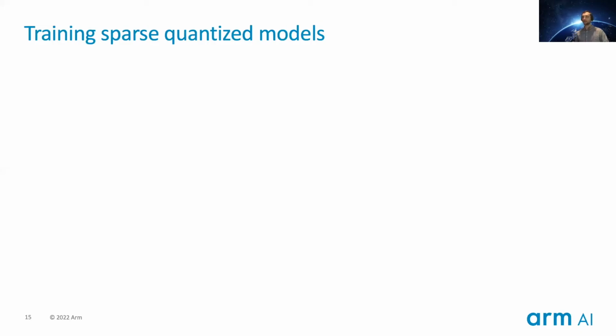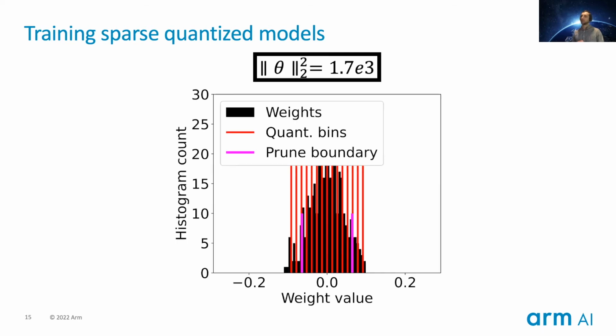In order to get some intuition about why these models are hard to train, let's suppose that we have a neural network that we train, and we take one of the layers in this neural network and we quantize it, and then we prune it to, let's say, 90% zeros. So what would that look like? Here I'm showing a histogram of the weights in this layer. That histogram is in black here.